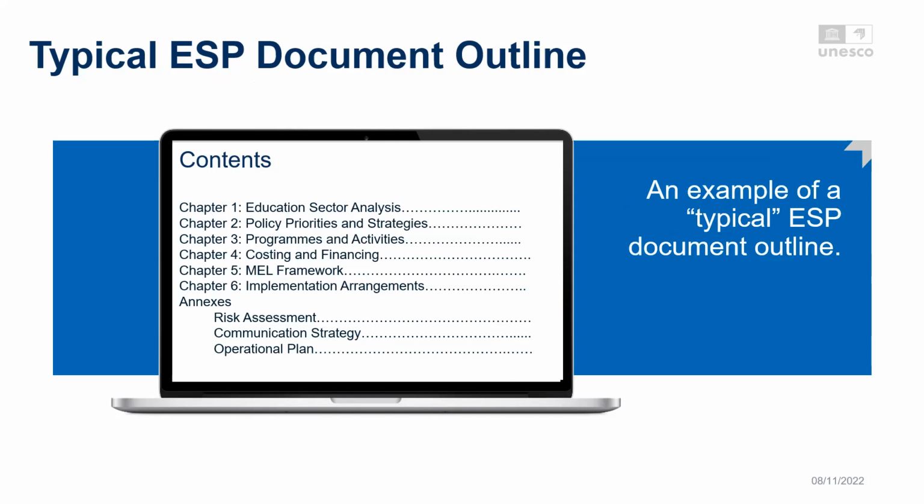Then the last chapter is on implementation and arrangement. This is complemented by the multi-year operation plan that goes into the annex. So the implementation arrangement is just what we reviewed, this three-tier organization that you will need to describe.